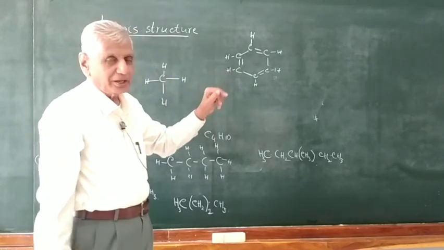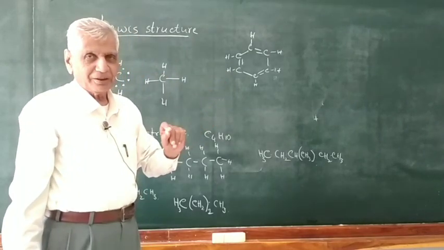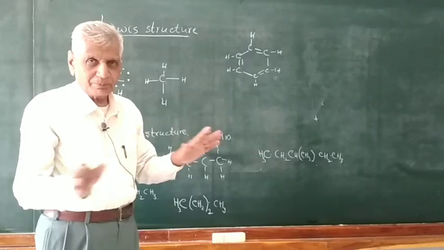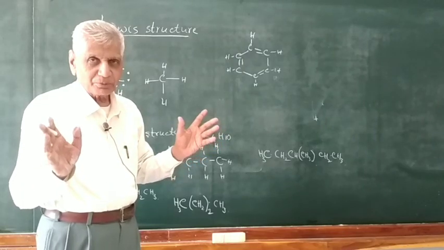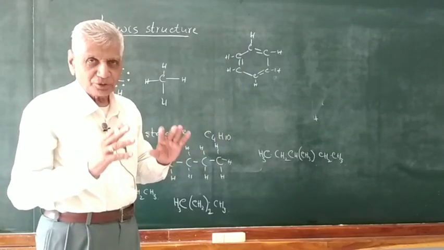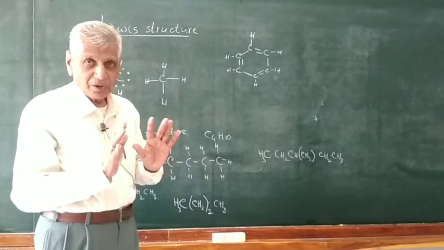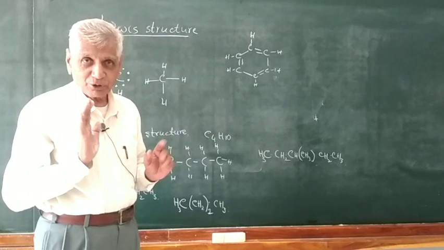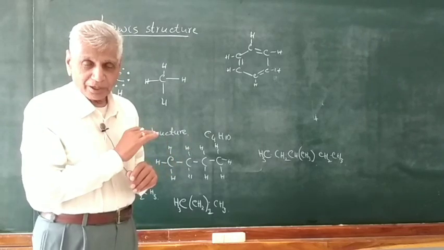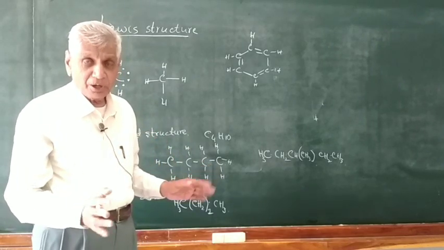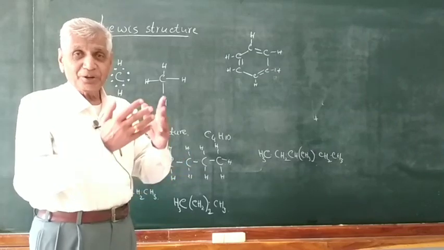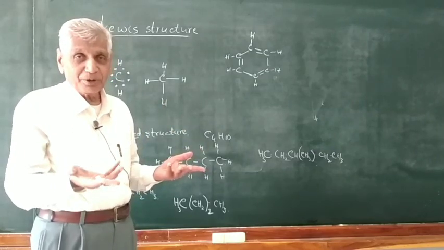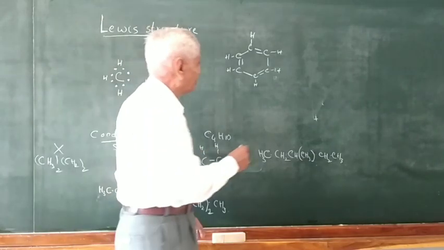How to write it in the condensed way? Don't write any atom. What are the atoms there? Carbon, how many? 6 in the ring. And each carbon is carrying 1 hydrogen. Don't write that hydrogen also. So don't write carbon, don't write hydrogen. Then how to write? By means of bonds only, like this.